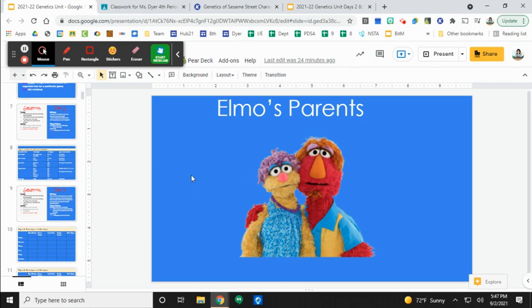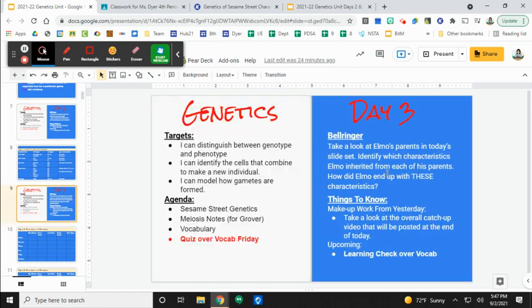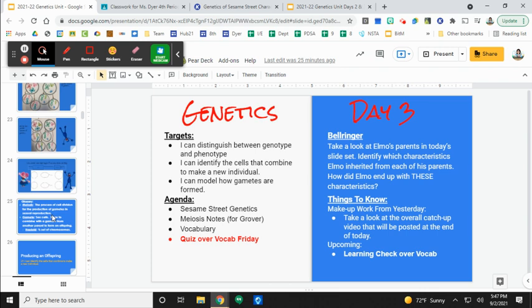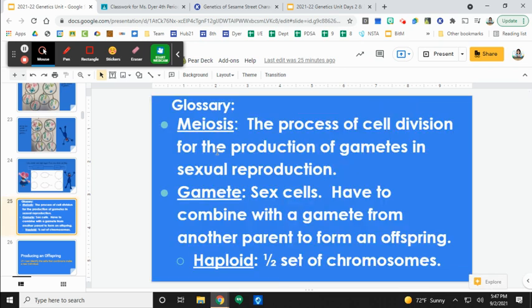Okay, now that you have thought through your bell ringer for today, I would like you to make sure that you work on your vocabulary. And those vocabulary words are at the very end of today's set of slides. I'm working off of my master set, but you have a glossary with these terms. So meiosis and gamete, also with the little sub-definition here of haploid. So that's going to be 5 real definitions that you have in, plus this definition of haploid.